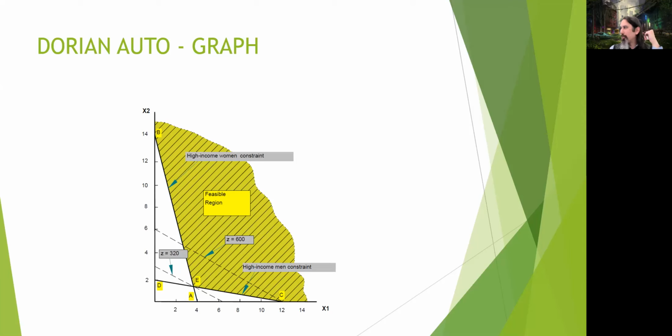I keep switching to Turkish all the time, but still, if your objective function is parallel to one of your constraints, then every point in that constraint that is inside the feasible region becomes a solution point as well, an optimal solution point as well. This is the English version, the short version of it. Okay, anything else?